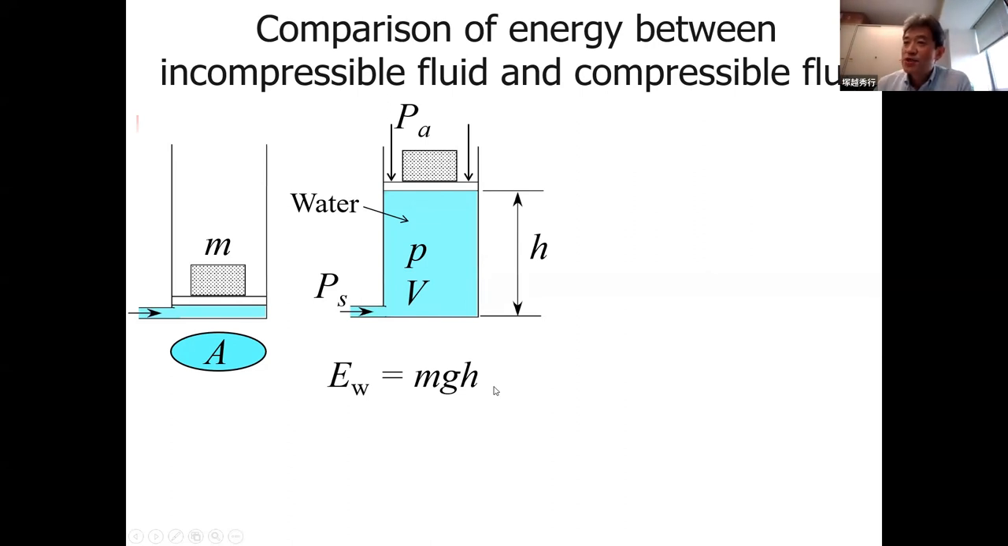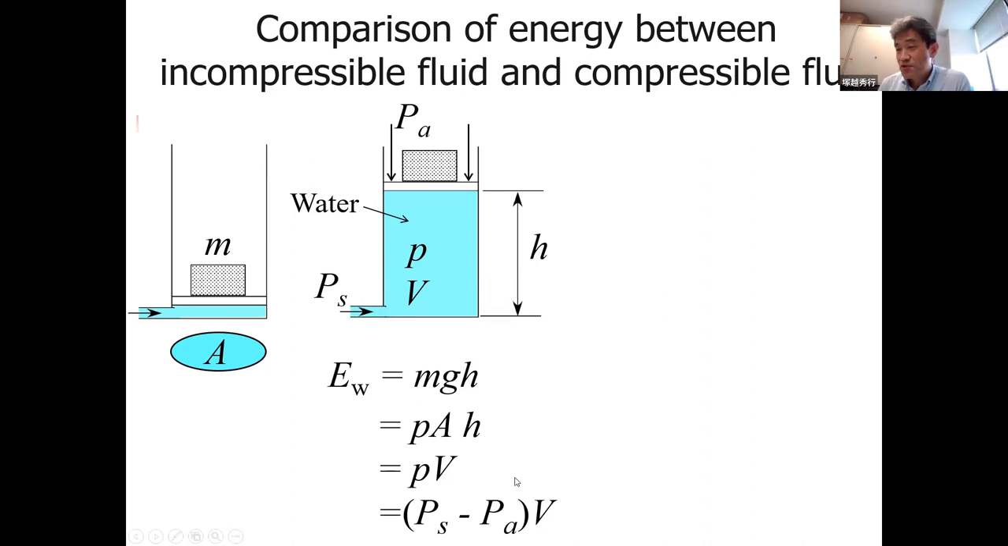And to lift it up by using the water, precisely the same value would be required regardless of the loss. Here, the pressure P times A will be the same force to lift up the mass M times gravity G, and times H will be maintained. This will be replaced by V, where V expresses the volume inside the cylinder. On the other hand, the pressure P can also be replaced by PS minus PA. PS shows the pressure expressed by the absolute pressure, while PA is the atmospheric pressure, right?